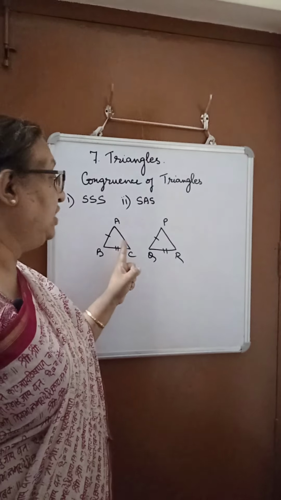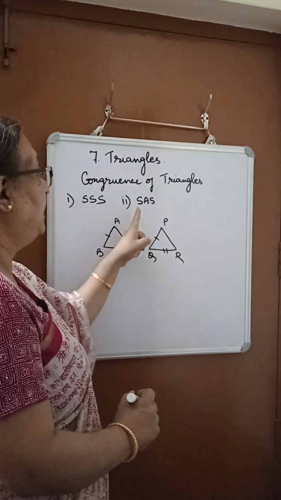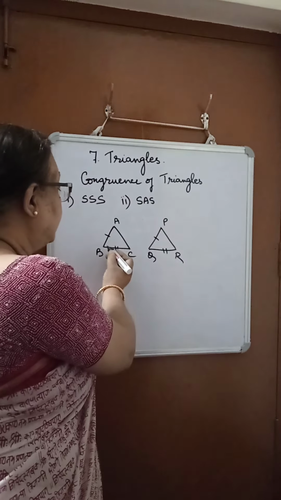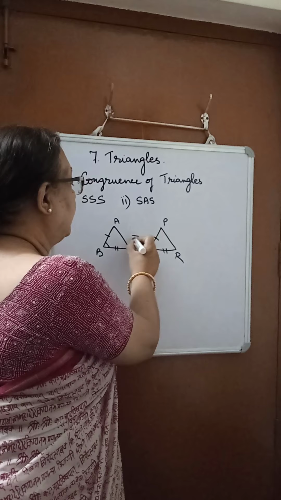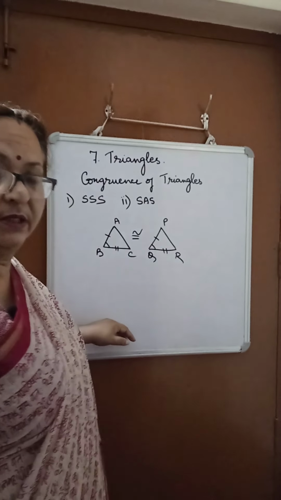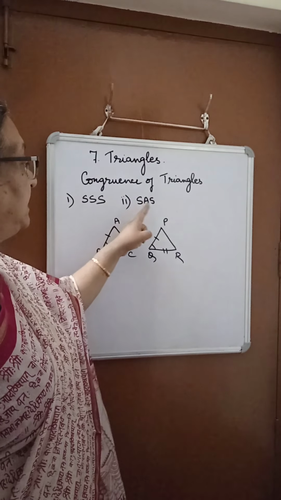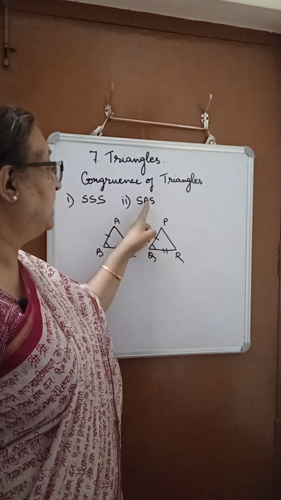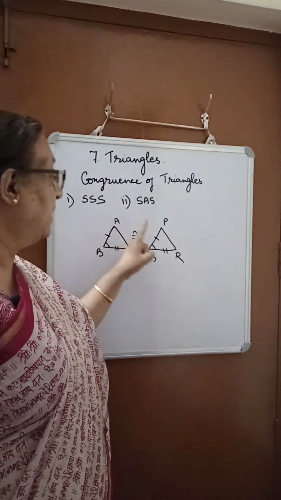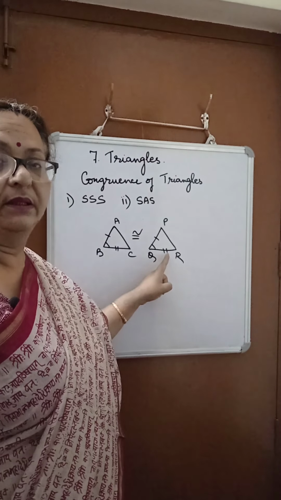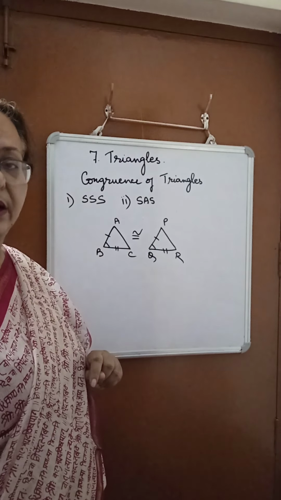So which one is the included angle here? The angle between the two equal sides. This angle must be equal to this angle. Only then these two triangles will be congruent. So what is SAS? Two sides and the included angle of one triangle must be equal to that of the other. Then the two triangles are congruent.